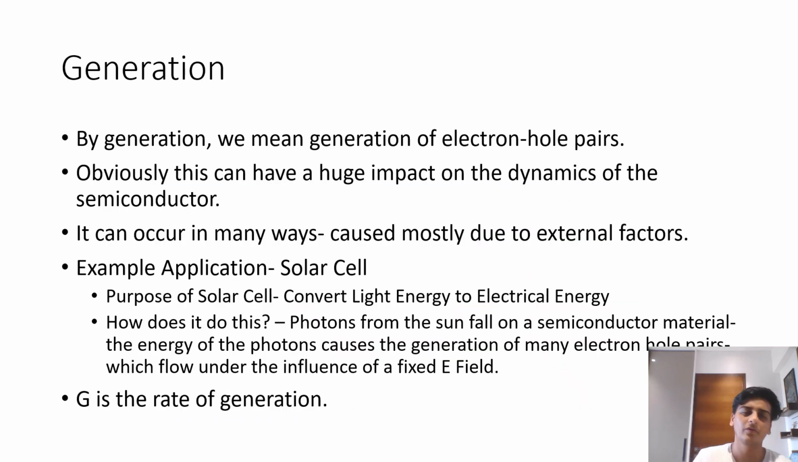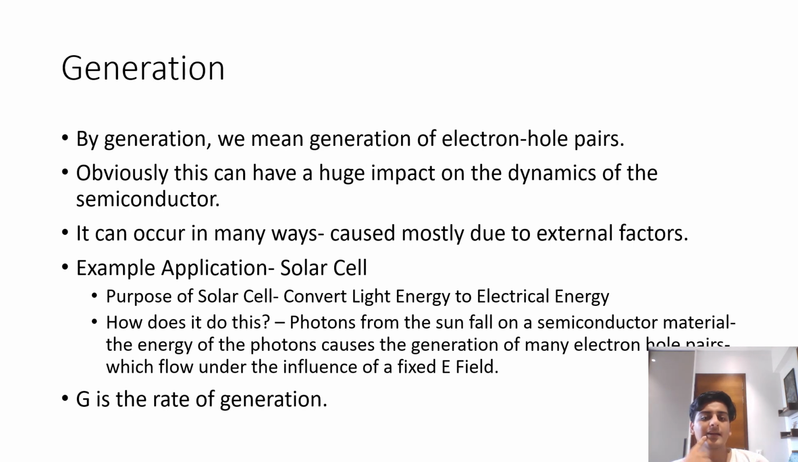Cool. So now we're going to talk about a different phenomenon, which is called generation. So what do we mean exactly by generation? We mean generation of electron hole pairs. And just intuitively, if you have a lot of electron hole pairs getting generated, this can have a big impact on the dynamics of the semiconductor, because you suddenly get a lot more carriers, right? It can occur in many ways, and it is caused mostly due to external factors outside of the semiconductor.